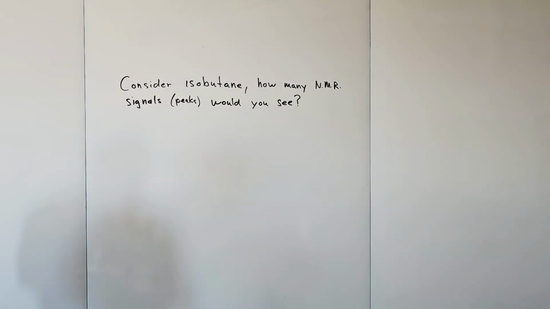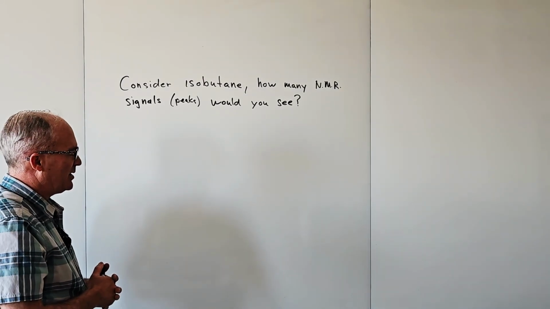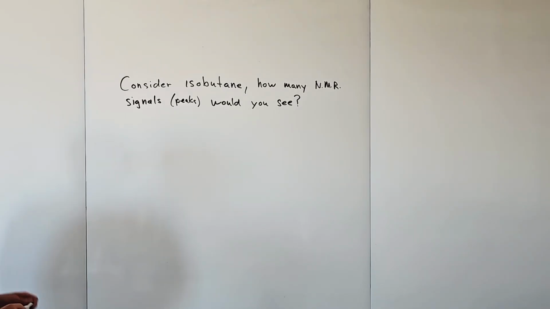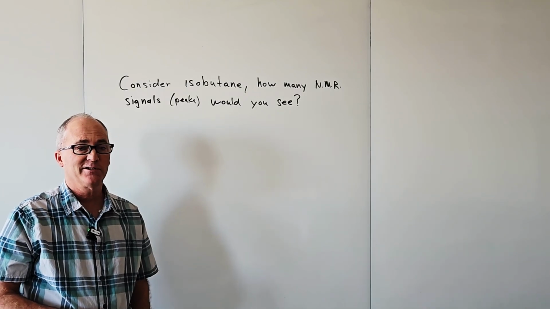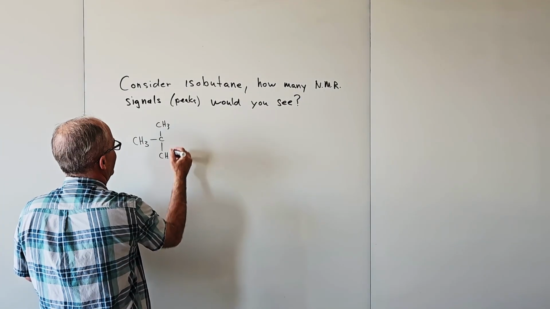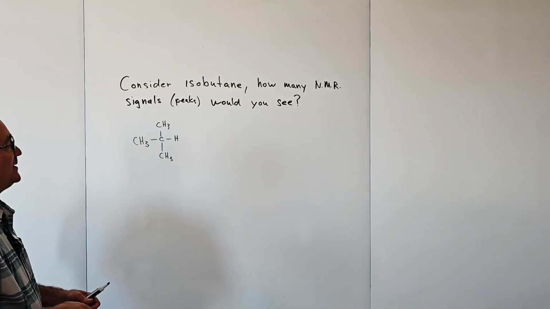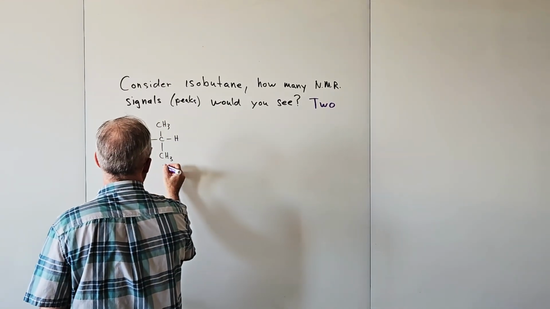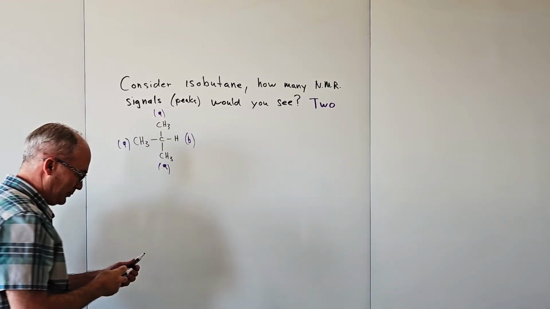Let's think about isobutane. If we had an NMR spectrum of it, how many signals, peaks, would you see? What do you think the first thing you need to do to solve a question like this is? Draw the structure, absolutely. So how many different types of hydrogens are there? There's two types. Let me label these A, and this one I would label B.